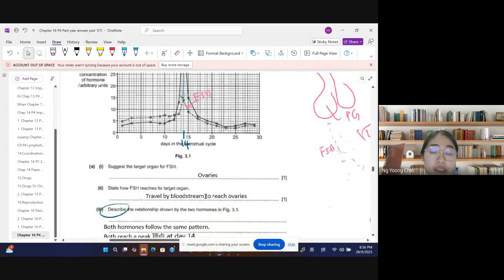So how do they reach the target organs? Because they are hormones, they are transported by the bloodstream. They travel by bloodstream and then reach the ovary.